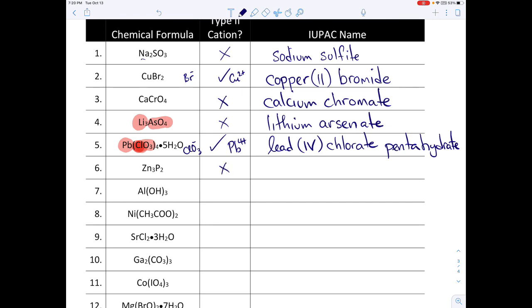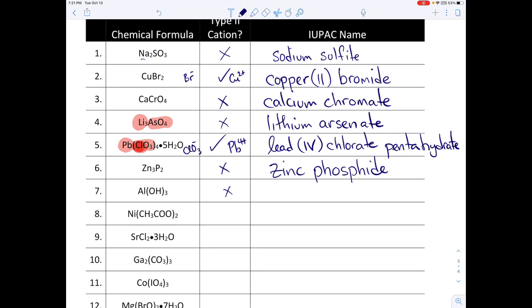The next guy does not have a type 2 cation. Zinc is a transition metal, but its charge is always 2 positive. So this is very simple. Zinc, and then P by itself is just the element phosphorus. It's not a complex ion, so it's a simple ion, and its name will end in IDE, so phosphide.